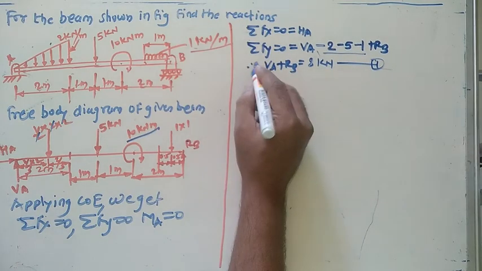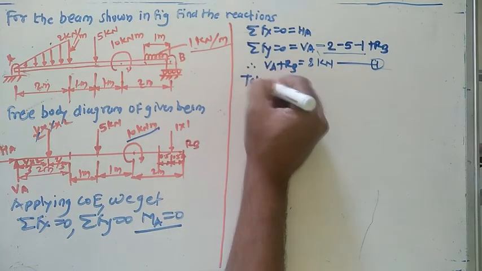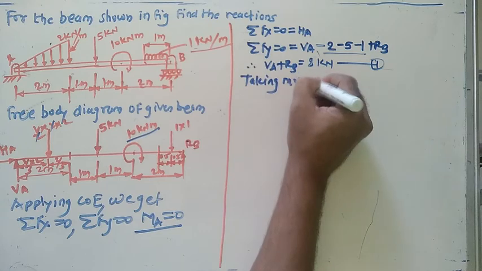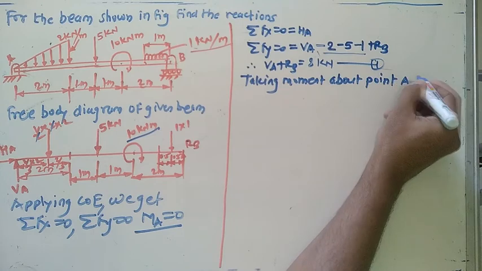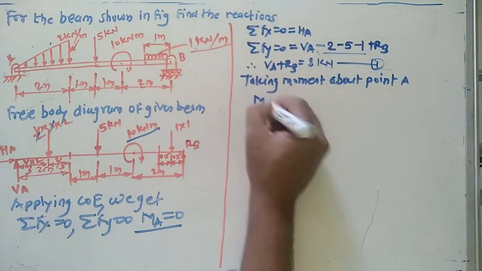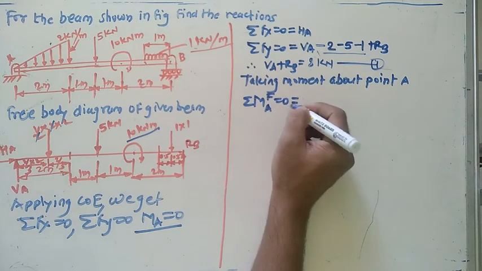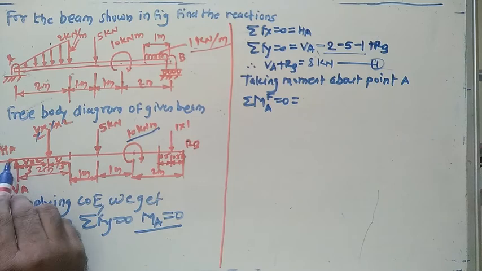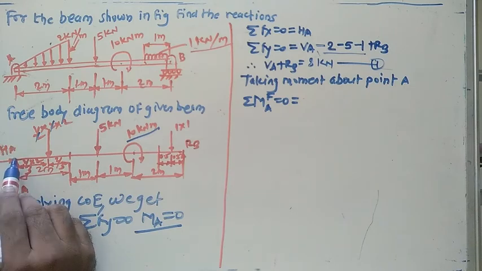Now just take the moment. Use this equation about point A. Taking moment about point A, the summation equals 0 for the equilibrium. Just continue. If you take the first one, HA, the line of action of this HA passes through this point. Just consider that as 0. The next one, the line of action of this force passes through the same point. Get the moment of this force about this point as 0.